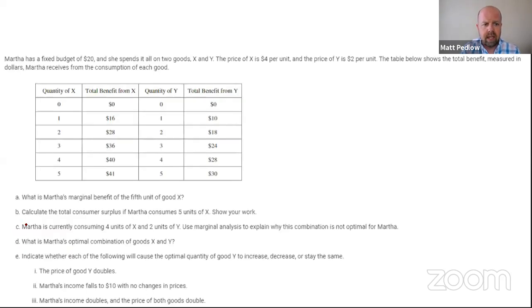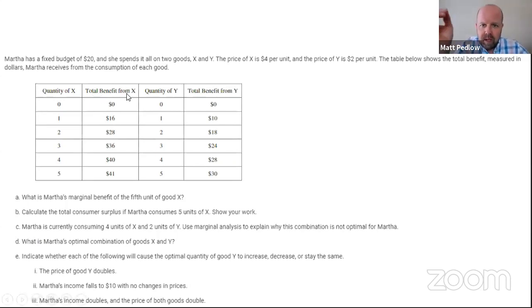Okay. And then let's see here. Perfect. Okay. I'm going to get you started on this one. We're going to get you out of here. So here's the good news. I kind of give you the tip to start this. Okay. So she has a fixed budget of 20. She spends it all on 2 goods. So they've already given you the total benefit.